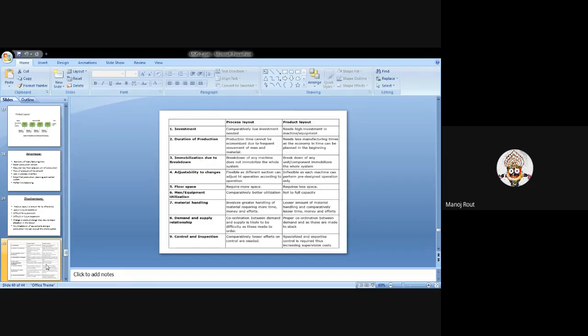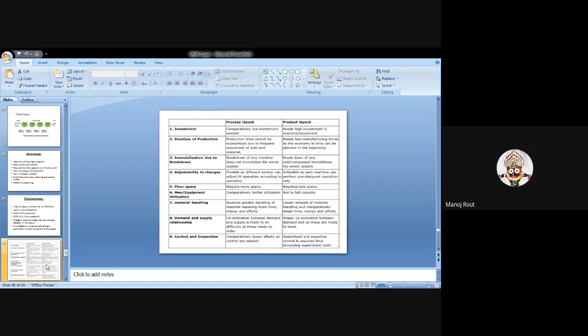So these are the basic differences between process layout and product layout. First one is investment. Comparatively low investment is needed in case of process layout, and in case of product layout, high investment in machines and equipment. The next point is duration of production. Production time cannot be economized due to frequent movement of men and materials. But in case of product layout, less manufacturing time is needed, as the economy of time can be planned in the beginning.